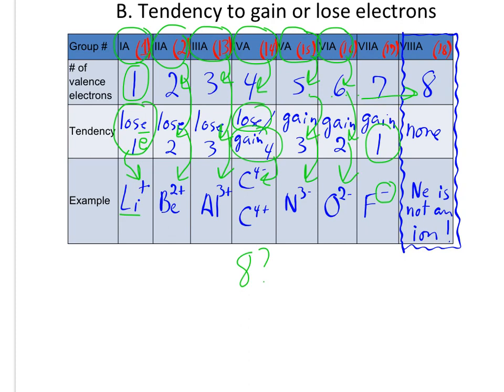And for group 8 or 18, the noble gases, well, they already have a full shell, right? Helium, I know helium is not 8. Helium is full with 2 electrons, but that's a full shell anyways. So there's no tendency for them, and something like neon, for example, does not become an ion. They don't react.